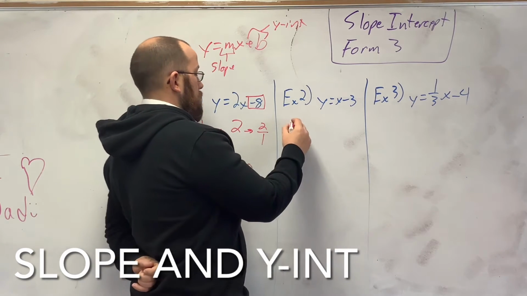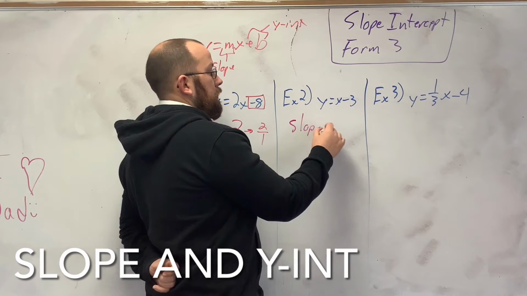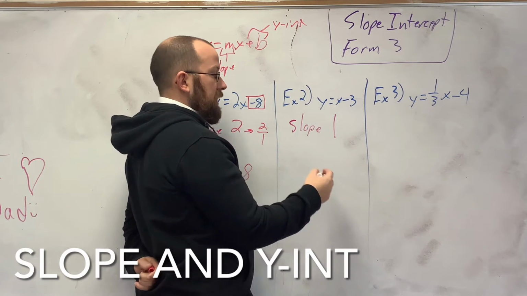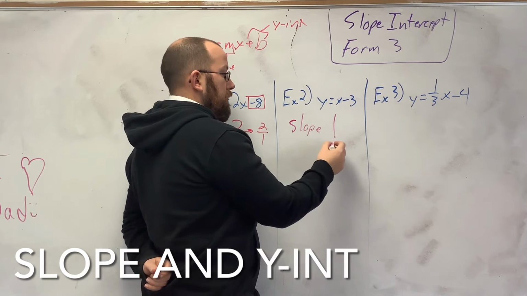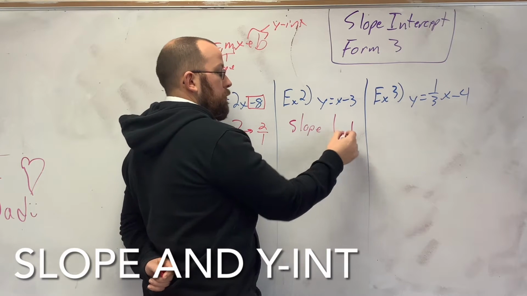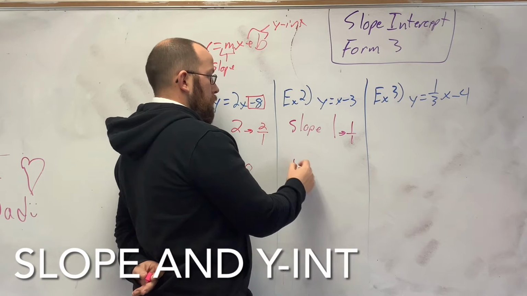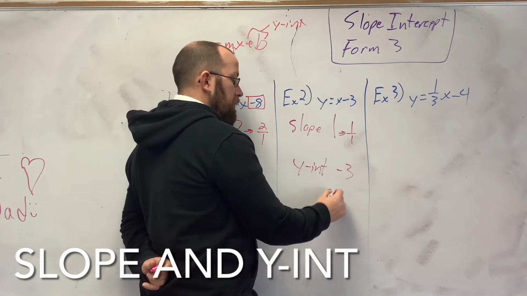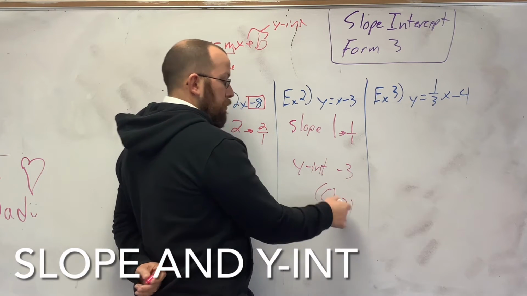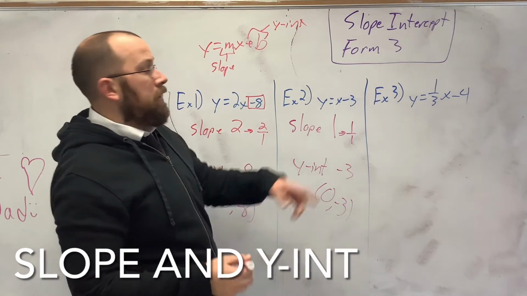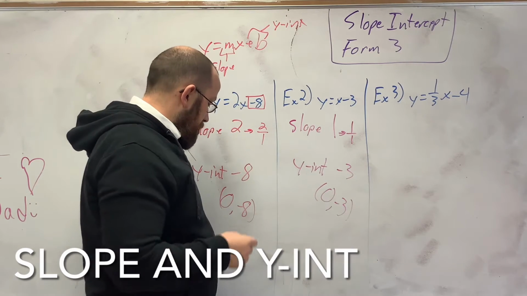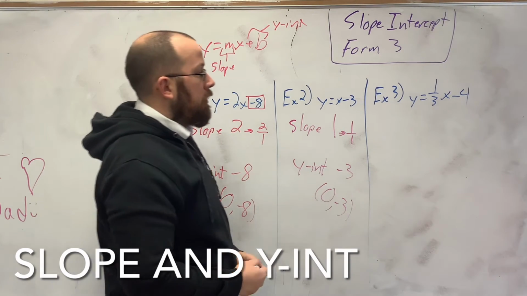Here, your slope is 1 because there is a 1 in front of that x. Don't say there isn't one. And for graphing purposes, that's 1 over 1. Y-intercept is -3, and for graphing purposes, that's the point 0, -3. Just remember, in front of this variable there's always a coefficient. You just have to understand that the 1 is there.